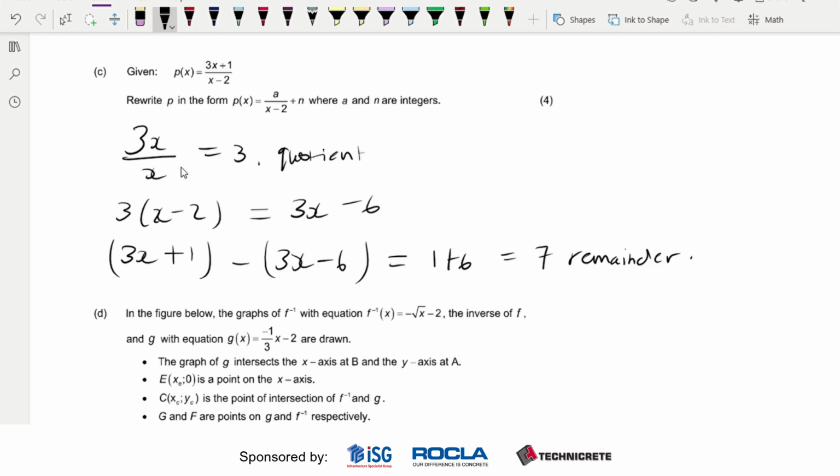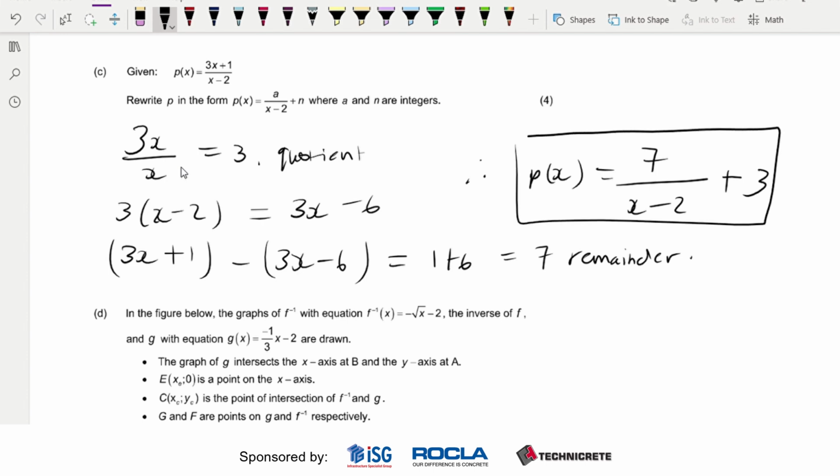Now we can rewrite p. Therefore, p of x is equal to our remainder, which is 7 over x minus 2, plus our quotient, which is 3. So p is rewritten as 7 over x minus 2 plus 3.